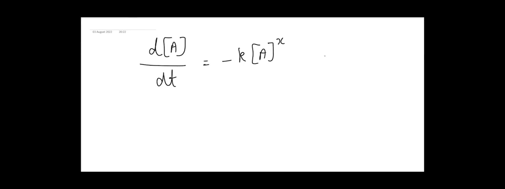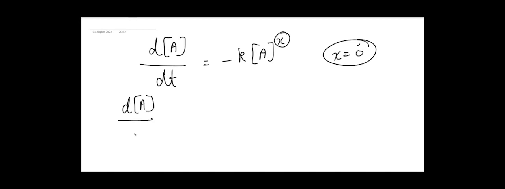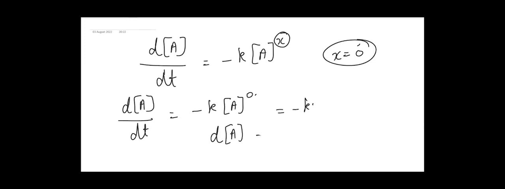Now, since this is a zero order reaction, x is 0 here, since we defined this x to be the order of a particular reaction. So, now dA by dt is nothing but minus k times A power 0, which is nothing but minus k. Now, by bringing dt to the other side, we get dA is equal to minus k dt. Now let us integrate on both the sides.